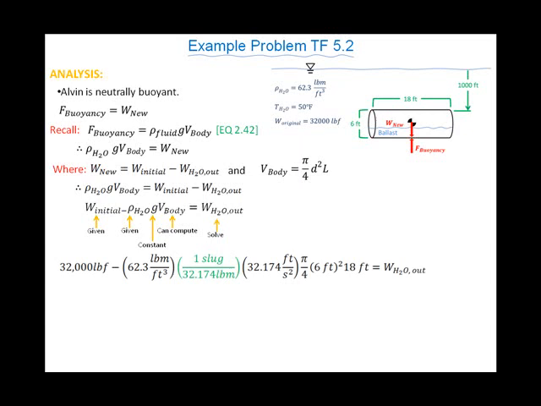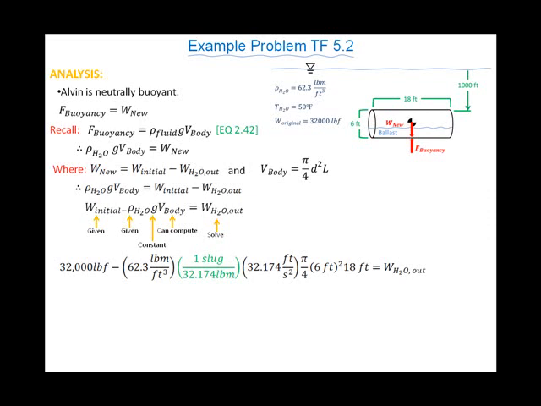So I've simply plugged in my numbers here, 32,000 pounds of force for my initial weight. My density is 62.3 pounds mass per foot cubed. And notice in green, I had to convert those units. I had to convert pounds mass to slugs because I want my overall units to be pounds force. And so a pound force is a slug times a foot per second squared. So I have to convert by dividing by 32.174 pounds mass in order to cancel out those pounds mass and get slugs feet per second squared.